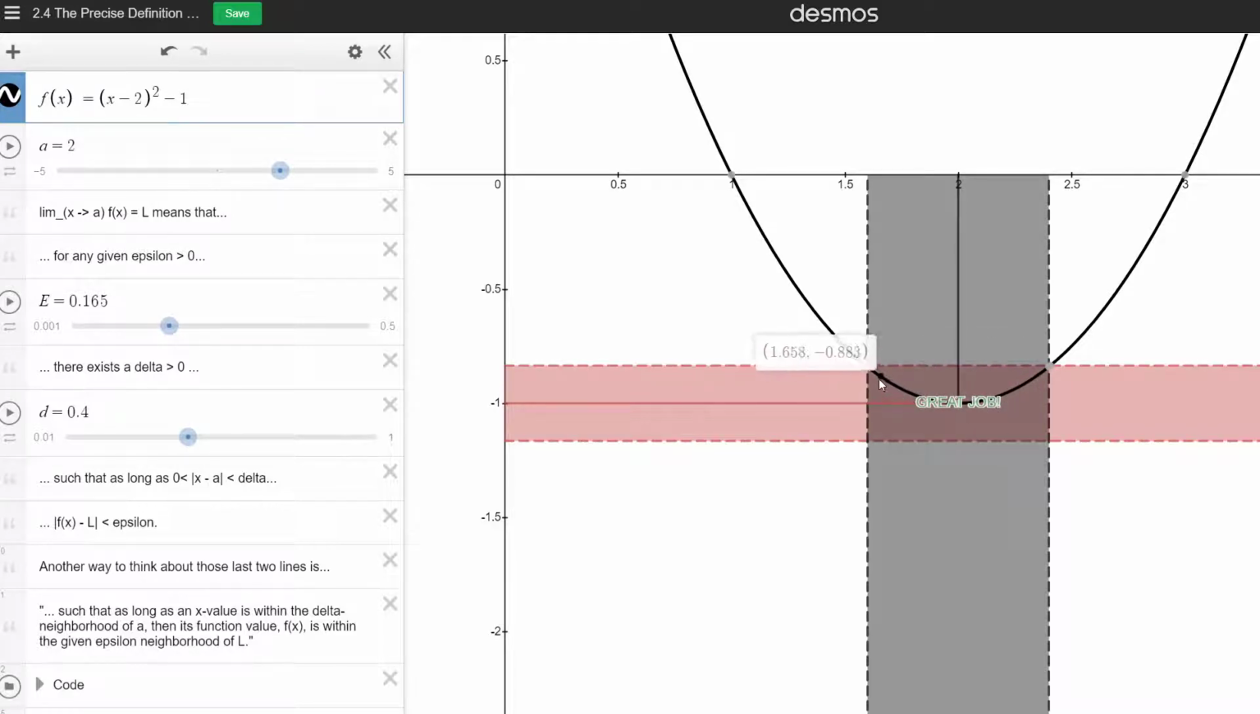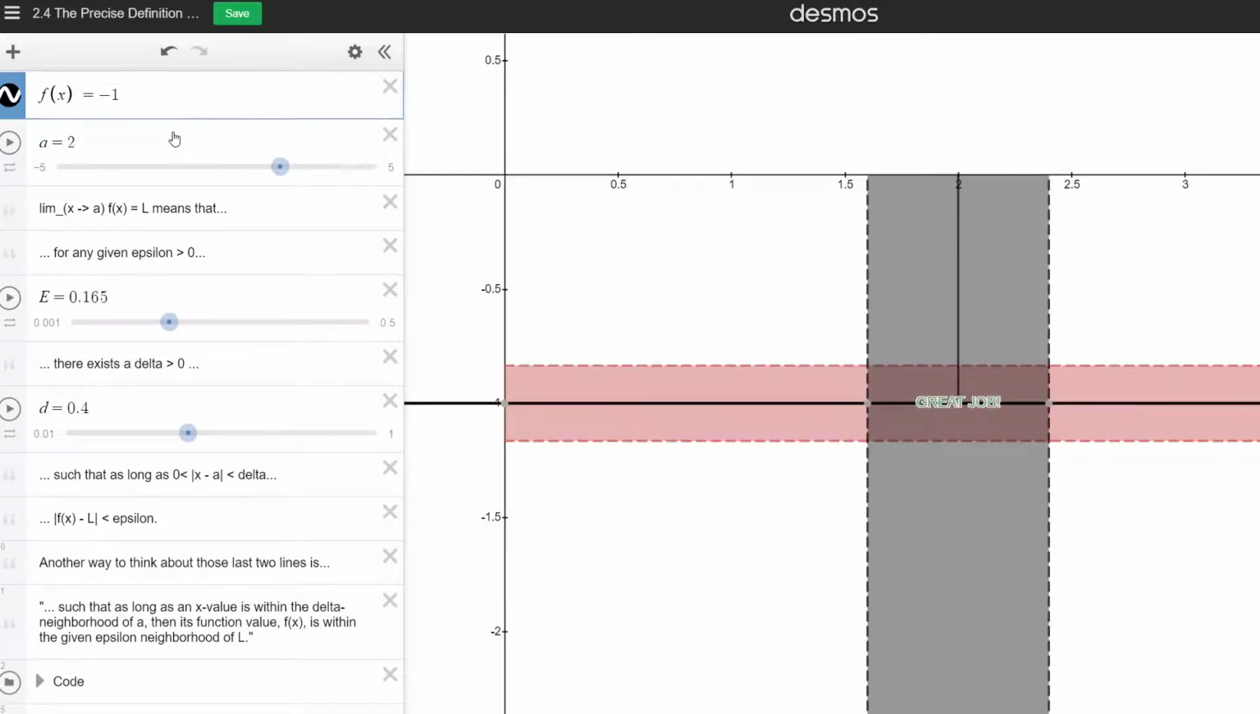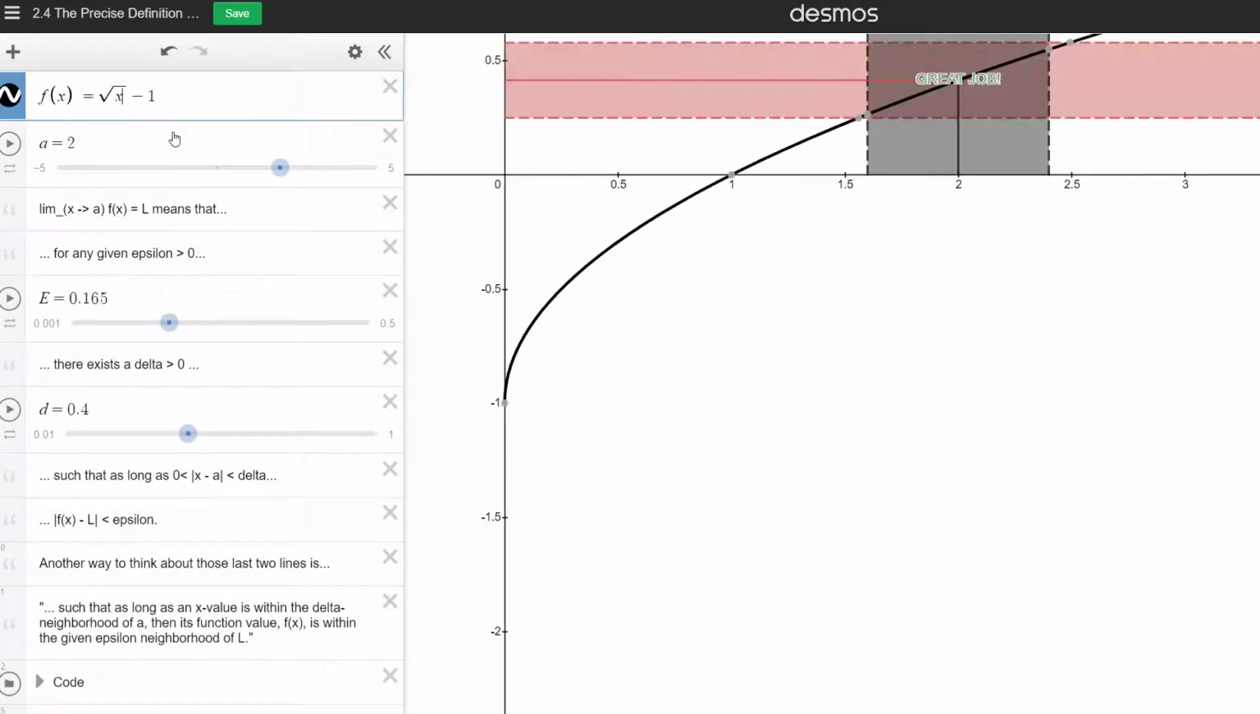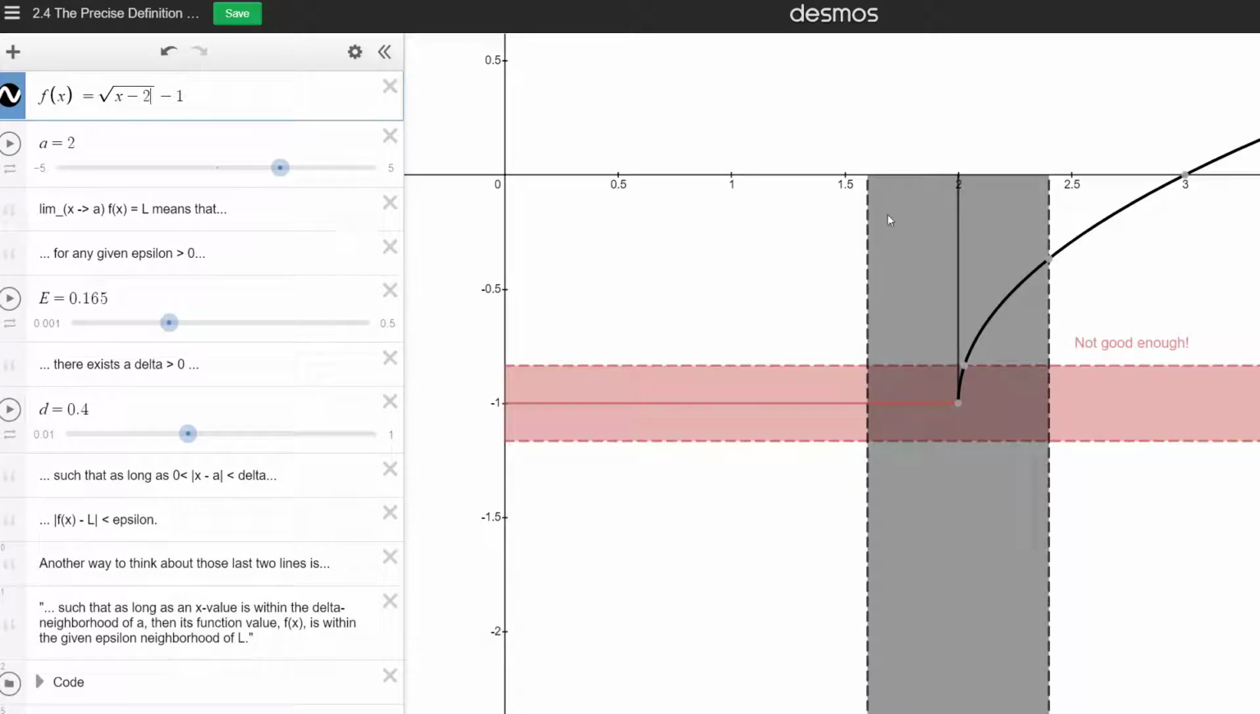And here's the problem with this epsilon delta neighborhood for single-sided limits. Delta, in fact, all neighborhoods, so if I say the word neighborhood about 2, that implies that not only do you have x values to the right of 2, but you have to consider x values to the left of 2. And that's where the single-sided limits fall apart, because if I change this function to the square root of x minus 2, you cannot have a value to the left of 2.